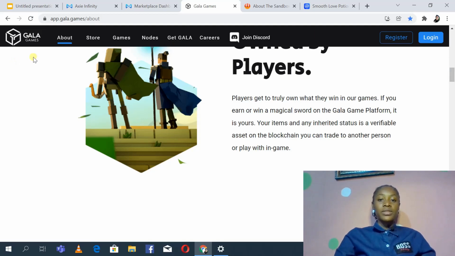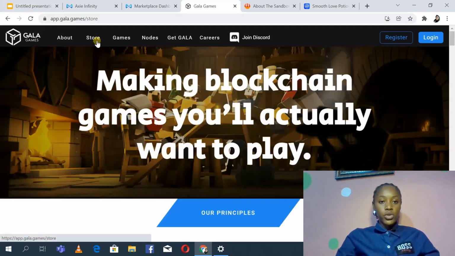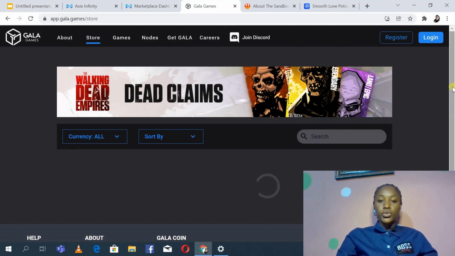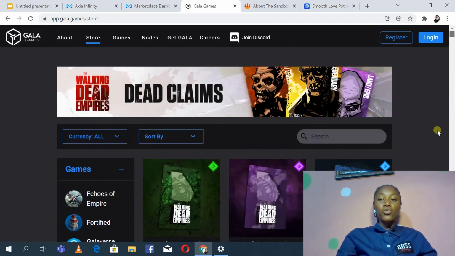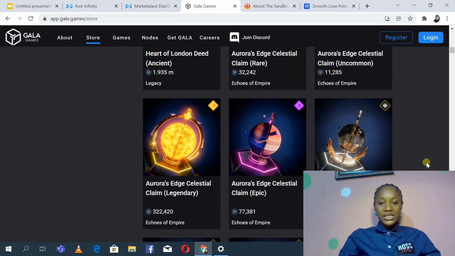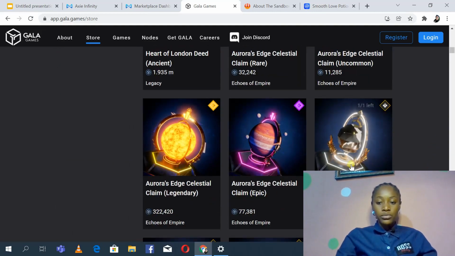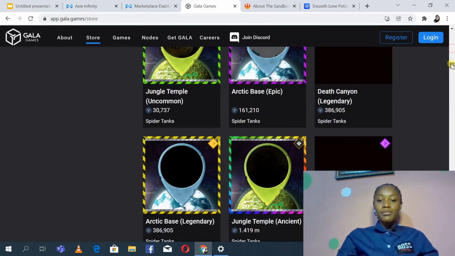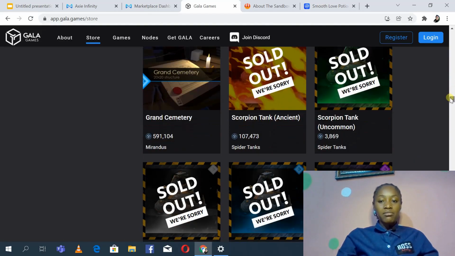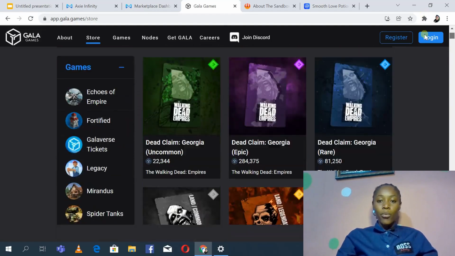Now you can see that they have a store. Here it is called the store. You can see they have a store where you can sell the items you win during the game, like a magical sword. You can see people selling their own for 1.9 million. People are selling the items they win during their games for huge amounts of money.